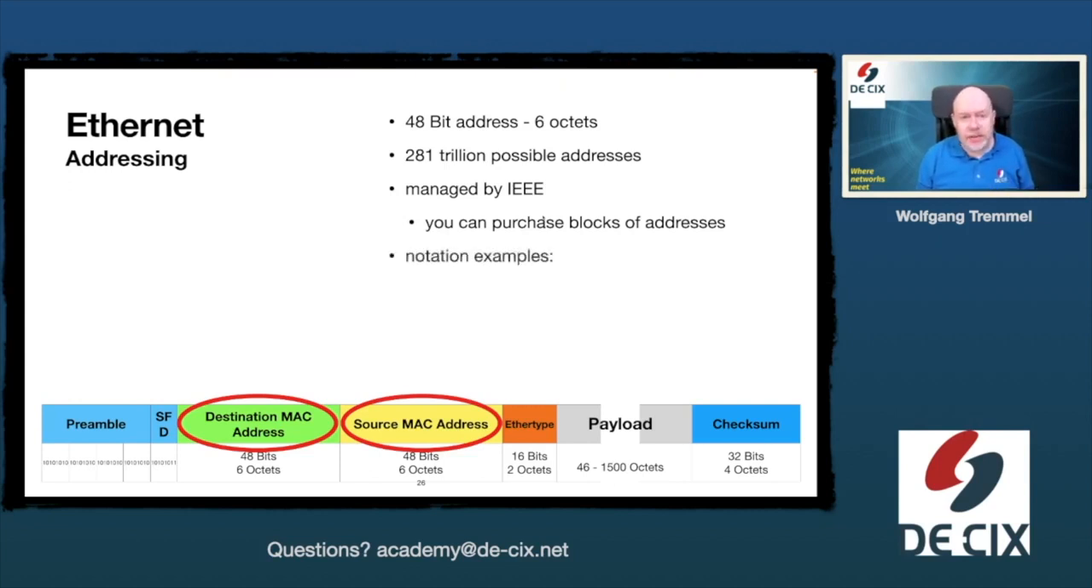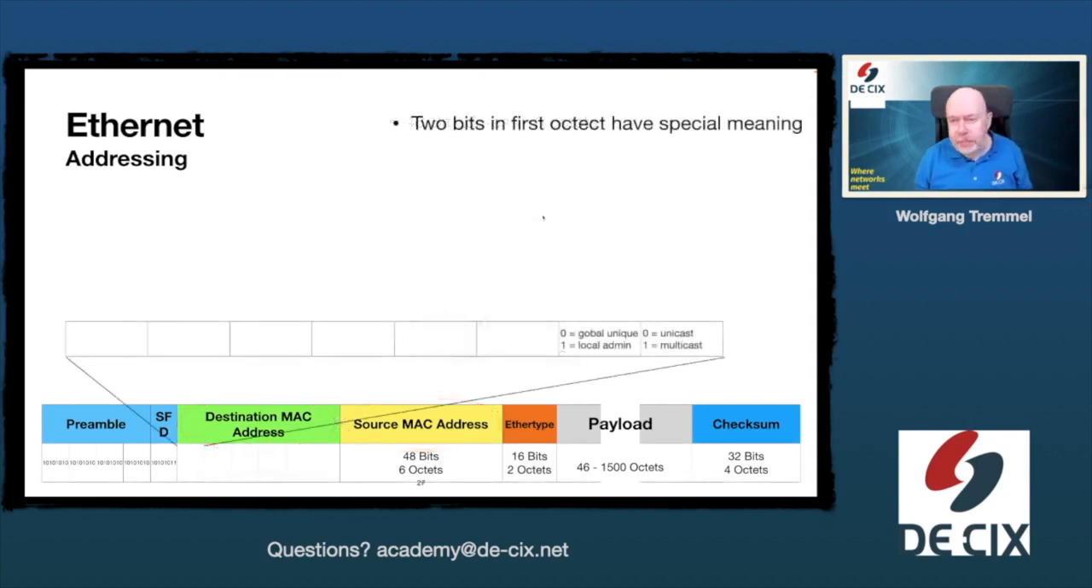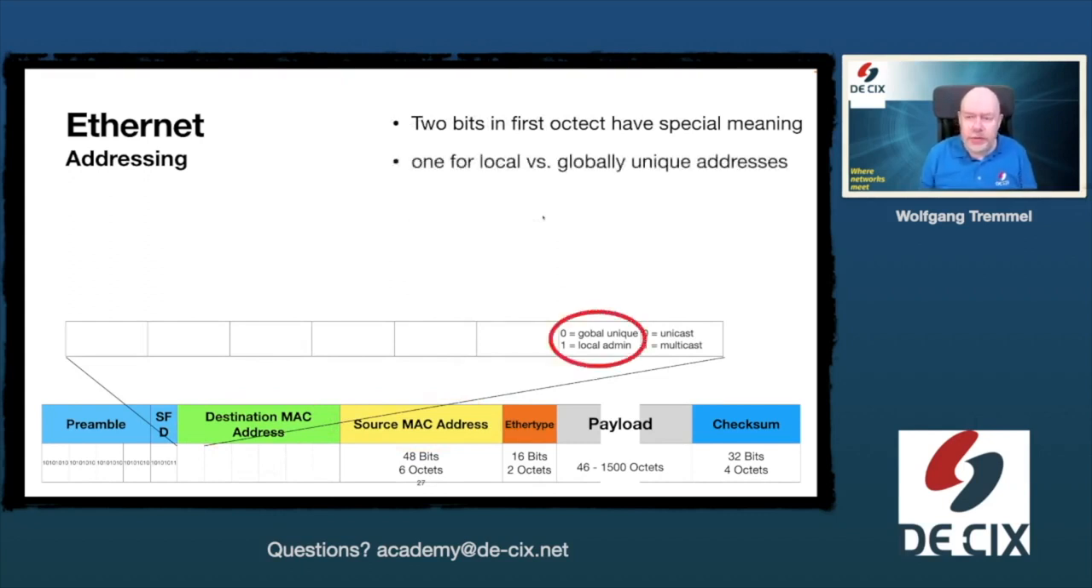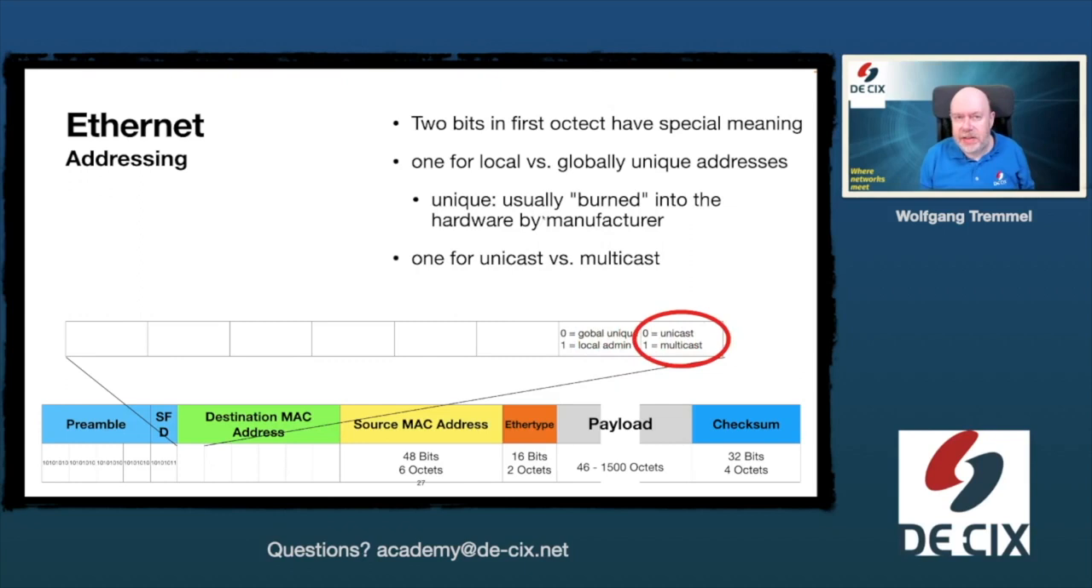A notation example of Ethernet addresses looks like this with the colons, or you can also use dots or dashes. All are equal, and the most common one is the first one. There are also 2 bits in the Ethernet address which have a special meaning. One is a global versus a local address, so you can have local self-assigned Ethernet addresses if you set this bit, and you have a unicast multicast bit.